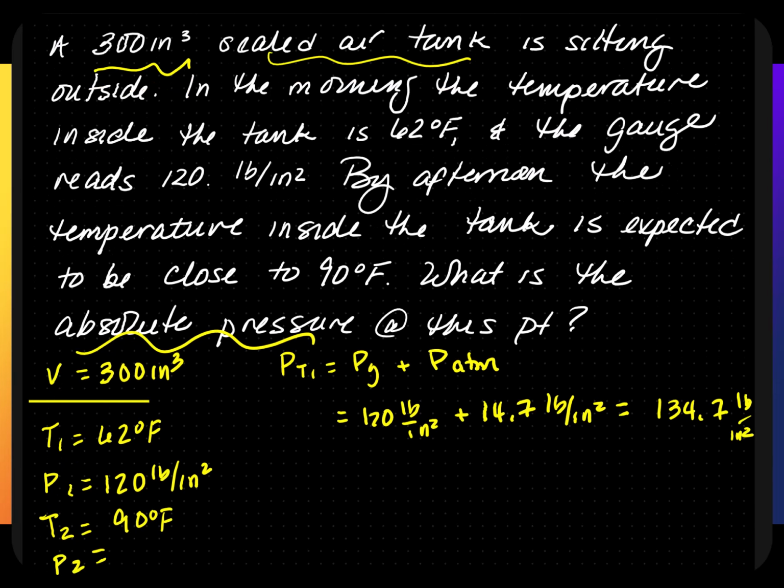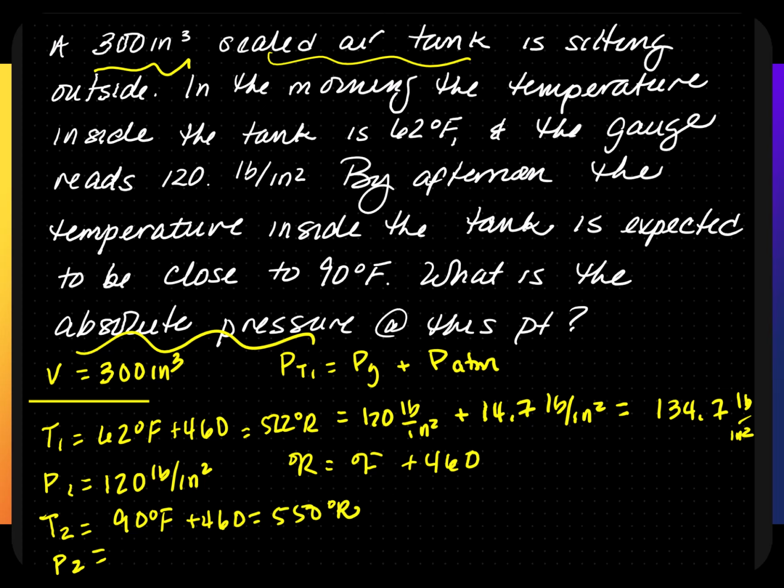The temperatures also need to be converted because they must be absolute. So we know that Rankine is equal to degrees Fahrenheit plus 460. So for T1, we add 460. This is equal to 522 Rankine. My T2 is also in Fahrenheit, so I have to add 460, and so this is going to be 550 Rankine. And now I'm going to plug in.